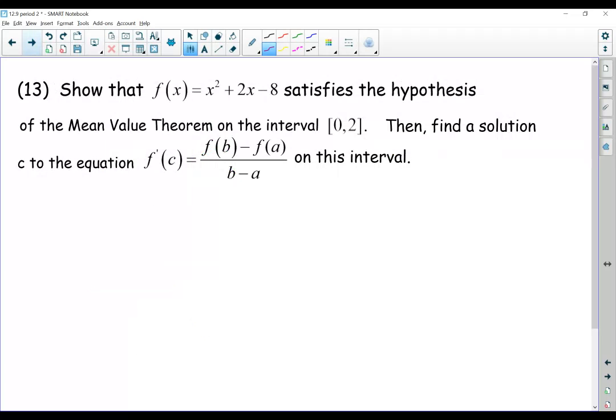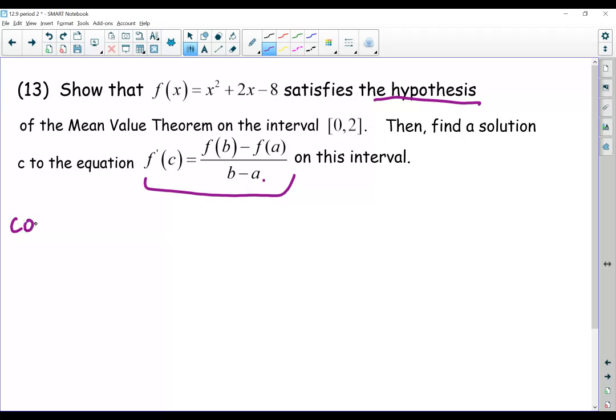Okay, so let's try some problems dealing with the mean value theorem. Show that f of x equals x squared plus 2x minus 8 satisfies the hypothesis of the mean value theorem on 0 to 2. Then find a solution C where that would happen, where the IROC would equal the AROC. So this is the conclusion of the mean value theorem. There has to be a tangent line that has the same slope as the AROC, or the slope of the secant line. There has to be an IROC that equals an AROC. So let's see if we satisfy.